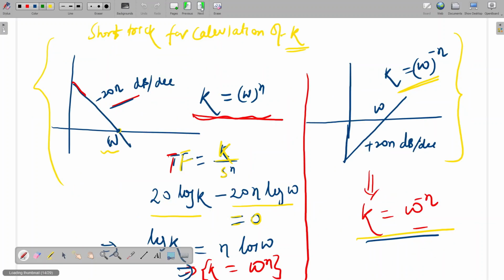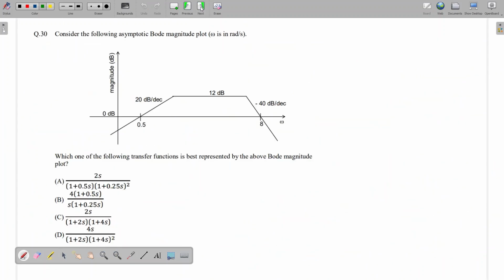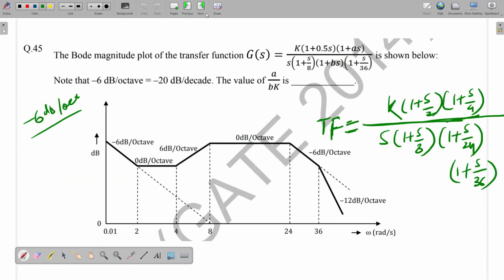So the same thing I have applied here. Initial slope is minus 6 dB per octave, which means 20 dB per decade. They have written it here. So K, with the starting S, I have written here. Again at 2, it is becoming minus 20 to 0. It means we are adding a 0 at 2. So K into 1 plus S by 2.